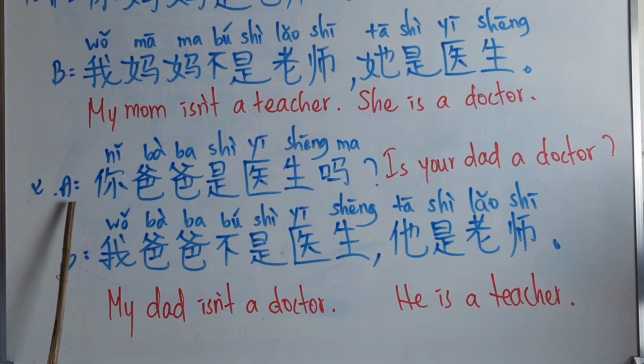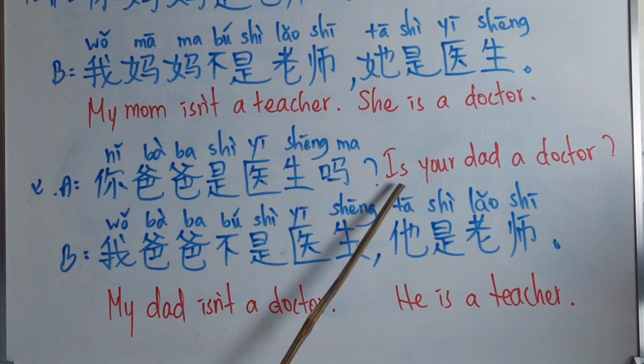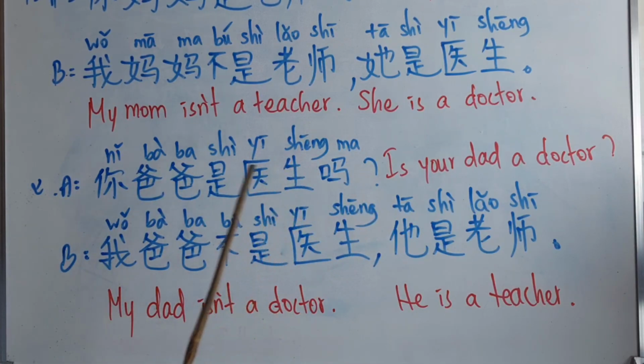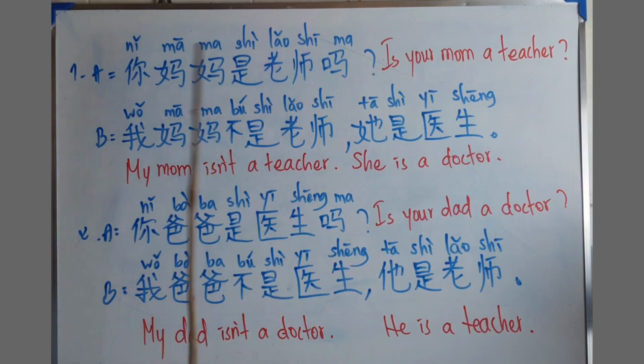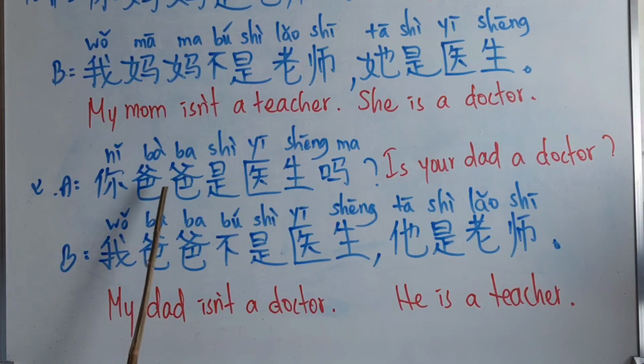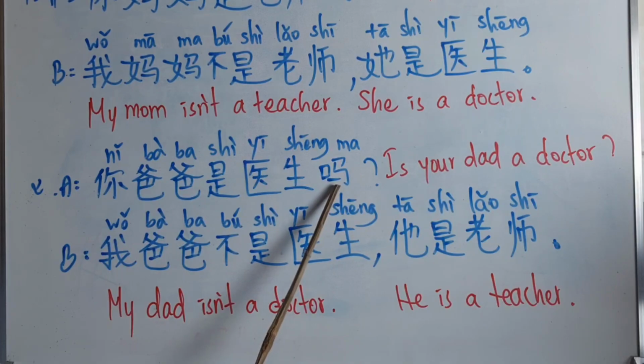Number 2, question 2. If we want to say, is your dad a doctor? We change only mom to dad, because in the previous sentence we used 你妈妈. So this sentence we use 你爸爸是医生吗? 你爸爸 means your father, your dad, 是 is, 医生 doctor. We put the word 吗 to make it question. 你爸爸是医生吗? Is your dad a doctor?